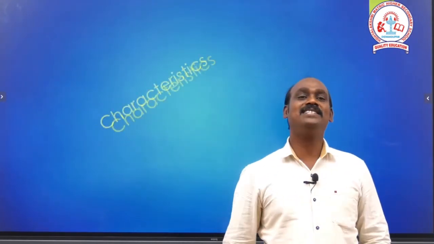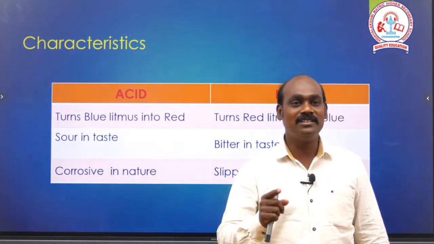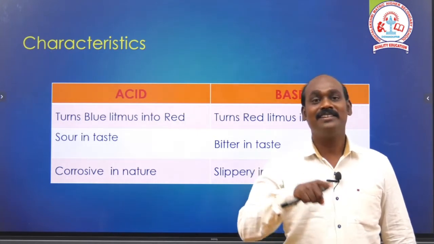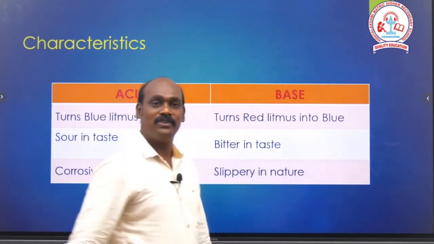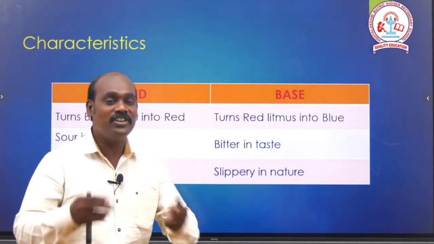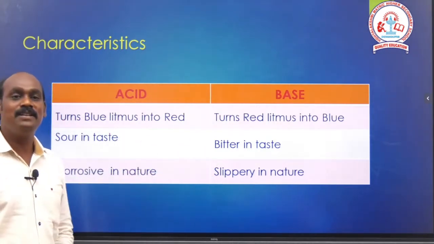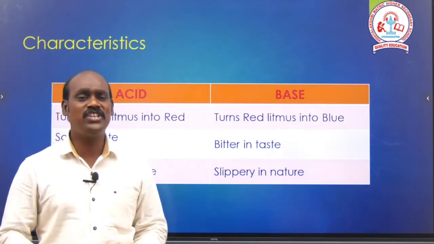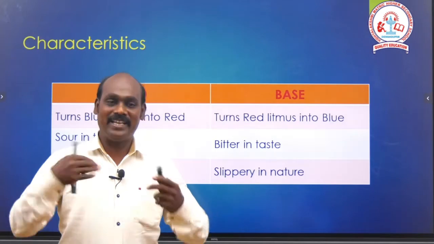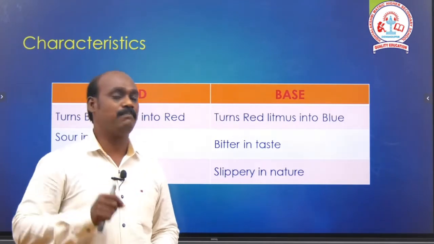First of all, what are the characteristics of acids and bases? Acids turn blue litmus into red, whereas bases turn red litmus into blue. Acids are sour in taste, whereas bases are bitter in taste. Acids are corrosive in nature, bases are slippery in nature. This is not sufficient to describe acids and bases. That's why we need a new concept to describe acids and bases.